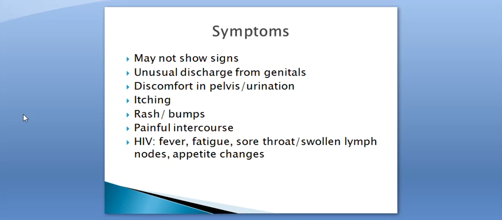However, HIV is a little more severe. The symptoms can sometimes not even show up for many years, and sometimes they will show up sooner. And those symptoms usually include fever, fatigue, sore throat, swollen lymph nodes right in your neck, and appetite changes, such as losing weight. So HIV does have a little bit different symptoms as opposed to the other STIs and STDs.